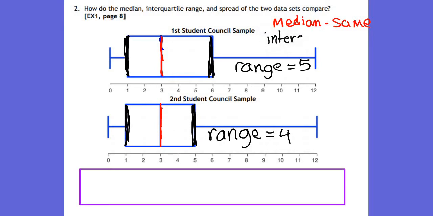So I'm writing up here because that's too low to write. Interquartile range. The second is largest. Oh no. The first. Hold on. First is larger.